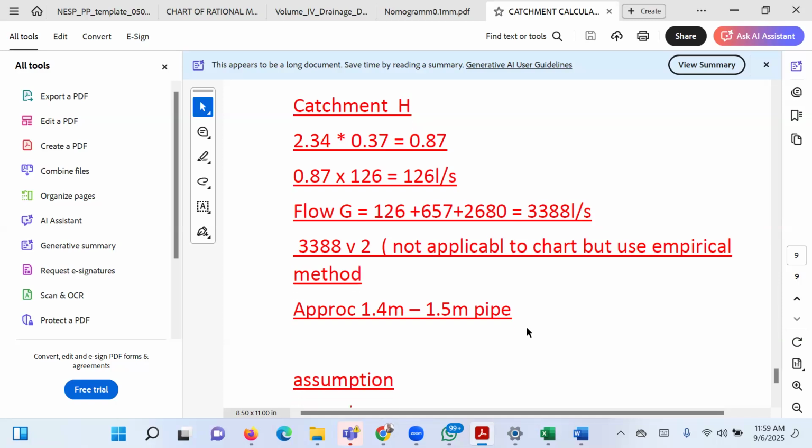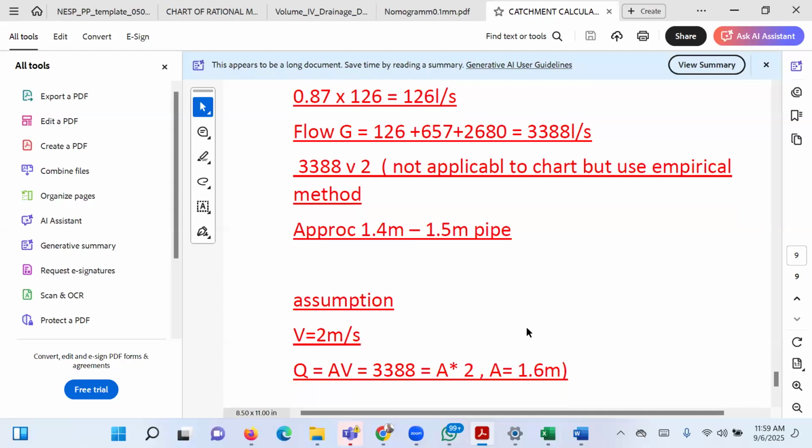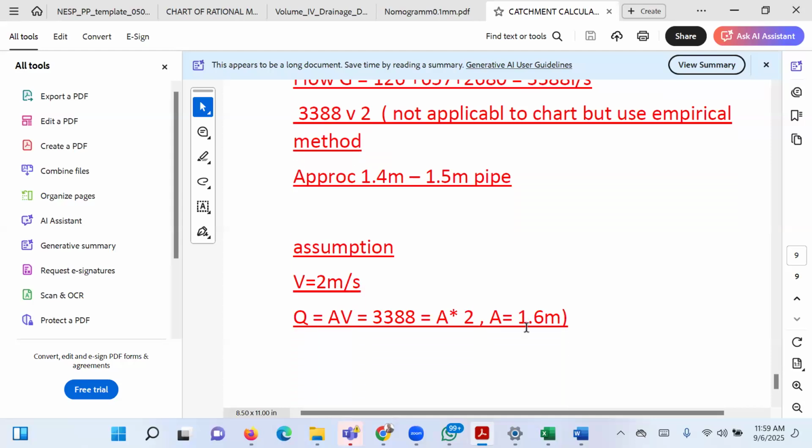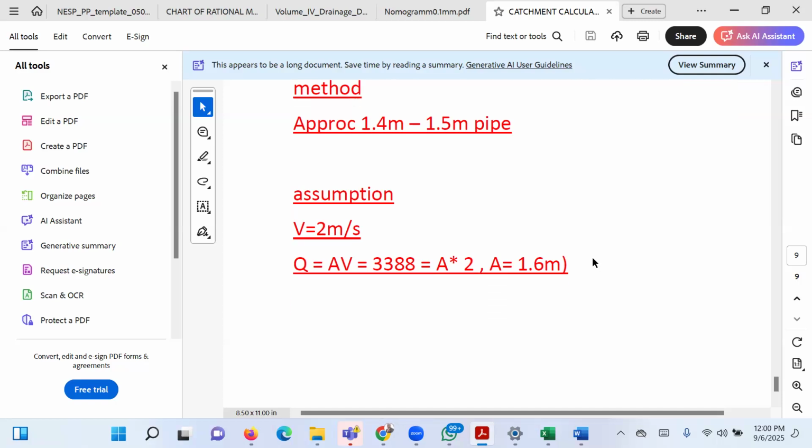So in essence, the rational method has its own limits. But as an engineer, you should know when the limit is there. And if I use the limit, look at it. If I now make an assumption of, say, the water will flow at 2 meters per second, and I say that Q is AV, and here Q is what? 1.33, and velocity is 2. That means the area will be what? 1.6. So you can see the closeness of my assumption and the empirical assumption, because this chart cannot help you. So you might have to look for a bigger chart.